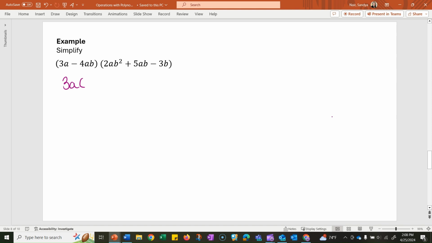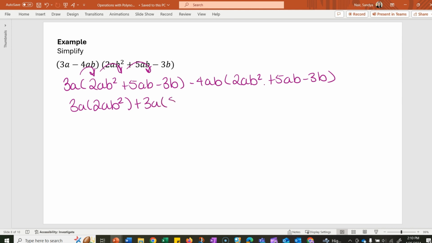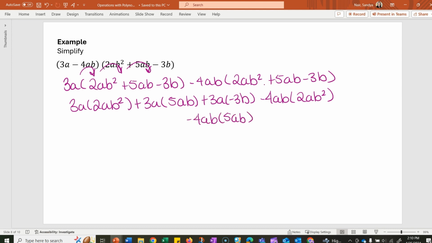I'm going to do 3a times 2ab squared plus 5ab minus 3b, and then I have minus 4ab times 2ab squared plus 5ab minus 3b. Okay, so let's distribute 3a to all three of these terms. So we have 3a times 2ab squared plus 3a times 5ab plus 3a times minus 3b, and then minus 4ab times 2ab squared, and then minus 4ab times 5ab, and then minus 4ab times minus 3b.